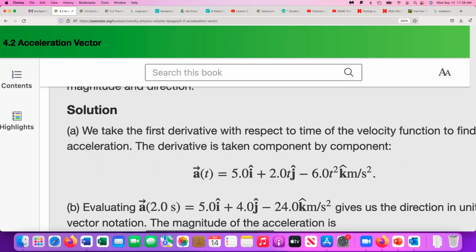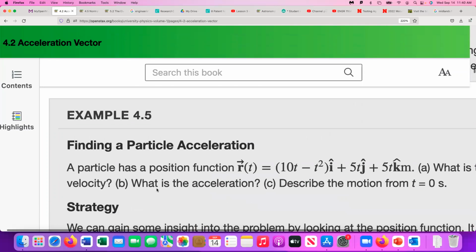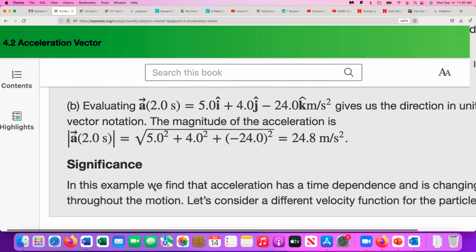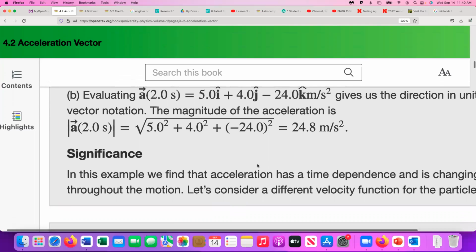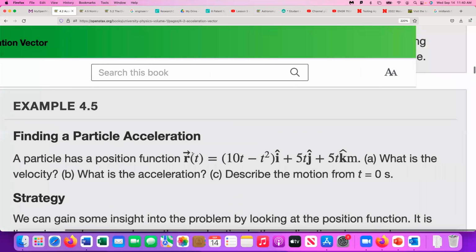If we want to know what the acceleration is at 2 seconds, we plug in 2 for the time here, and we get the acceleration vector at 2 seconds. It happens to be 5 i hat plus 4 j hat minus 24 k hat meters per second squared. We can calculate the magnitude of the acceleration using the Pythagorean theorem. And we are good. We can also calculate the angle with respect to different axes if we wanted to know the direction with respect to different coordinates. If we wanted to do that, we could. They don't do it, but we can do it. Here they do it again, but this time they've told us the function of position.